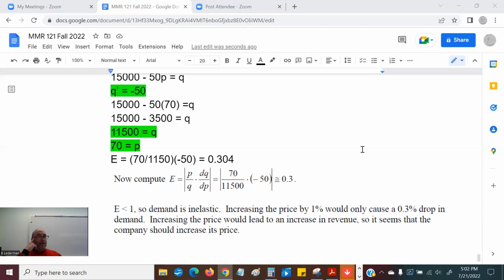Increasing the price, by the way, even though it's going to decrease the demand, will lead to an increase in revenue. So the company may want to increase the price. As we said before, just common sense: you increase the price, and even though less people are going to buy, you're still going to make more money because of the price increase.